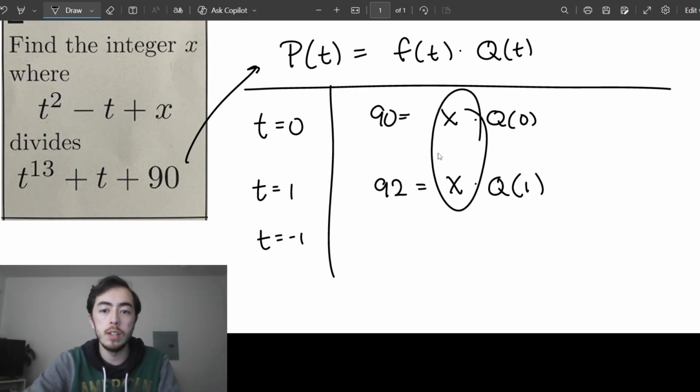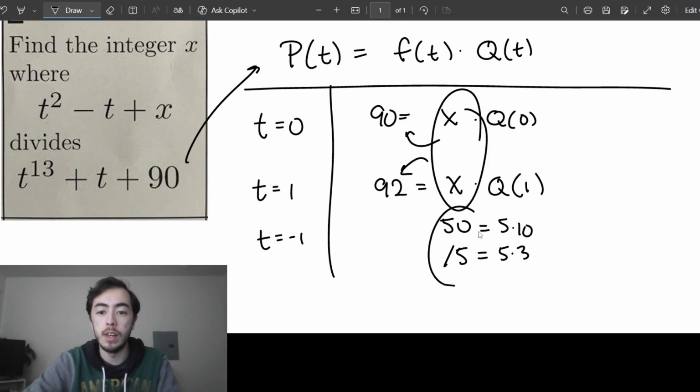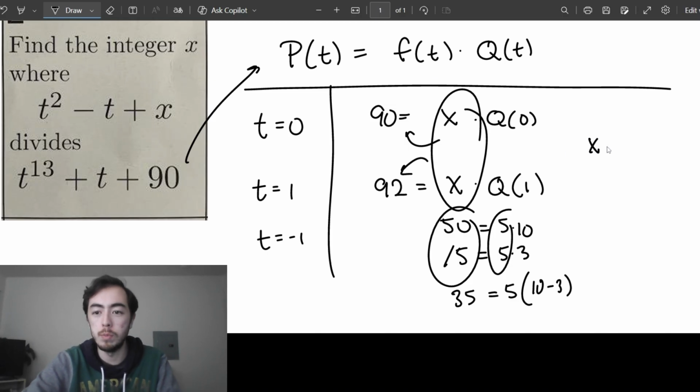And if a number is a factor of two other numbers, it must also be a factor of the difference of those numbers. For example, if 5 is a factor of 15, I'm showing that here, and 5 is a factor of, say, 50, then 5 must be a factor of the difference between these two numbers. It's really clear if you just look at it because it's 35. But I can prove it by factoring out this 5 from both sides and doing 10 minus 3. Anyways, if x is a factor of 90 and 92, x also must be a factor of their difference. And this leaves us with just 2. Or in other words, x divides 2.